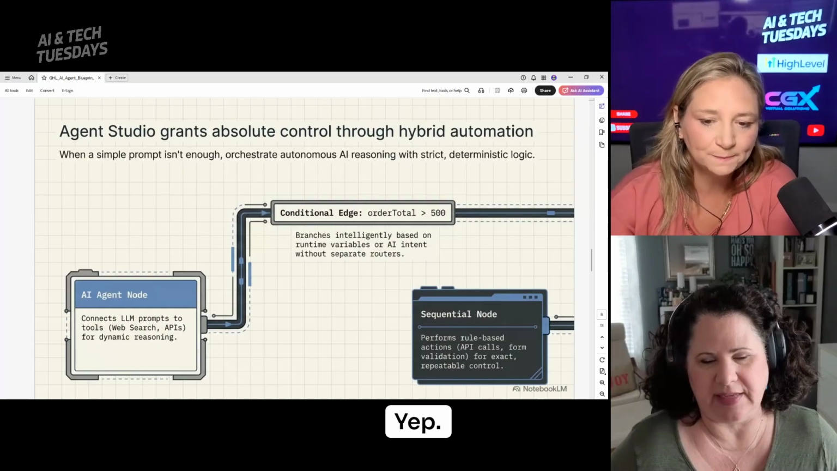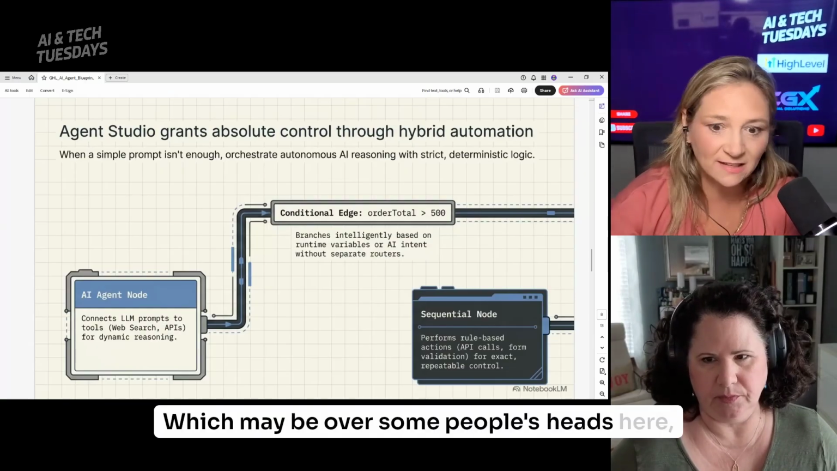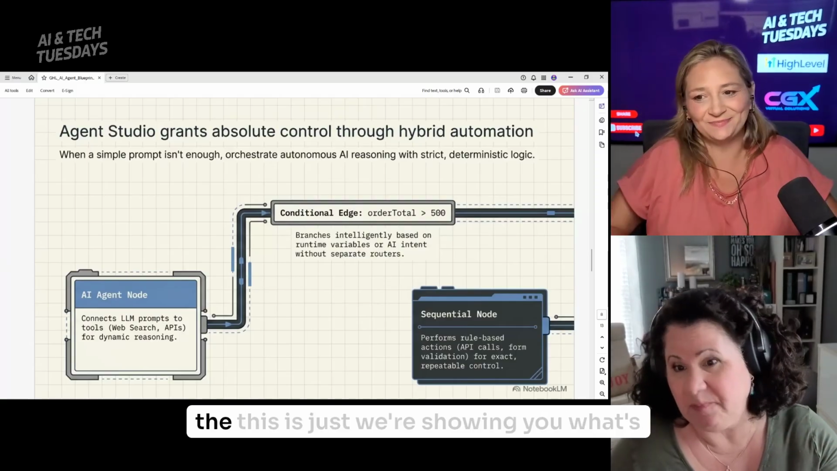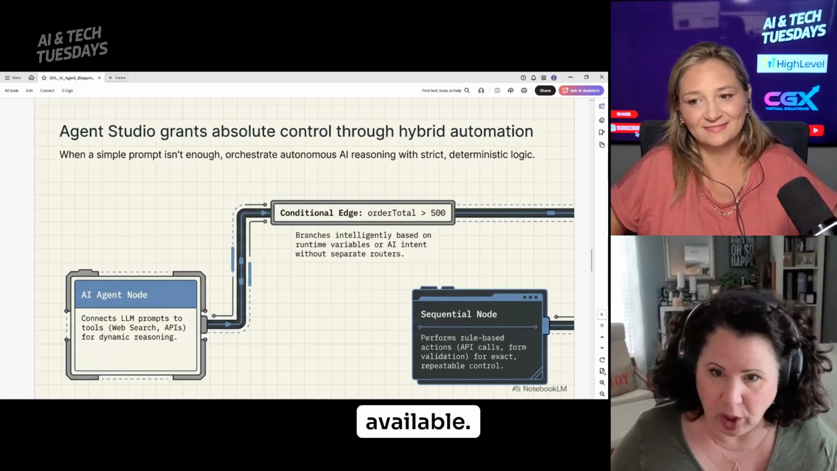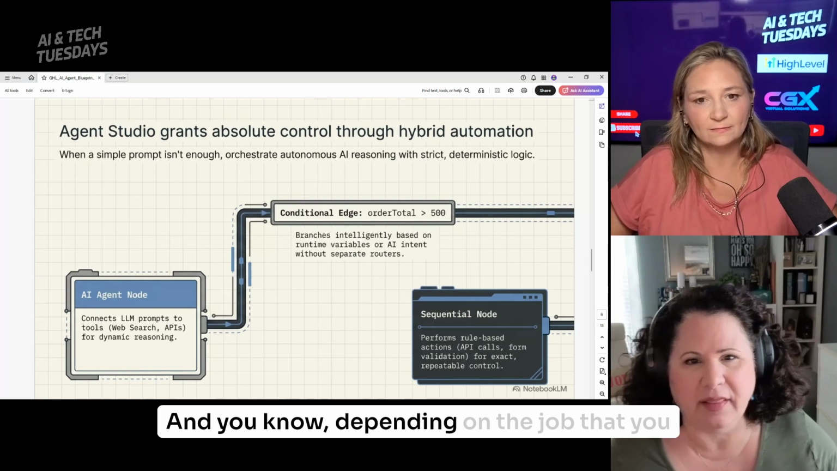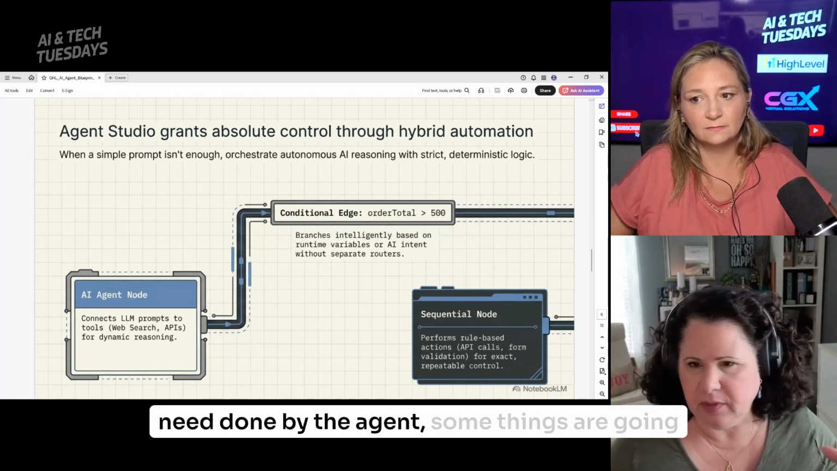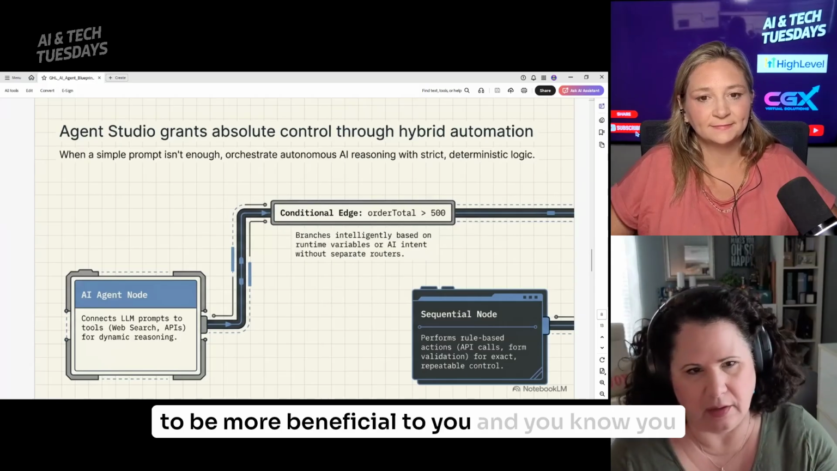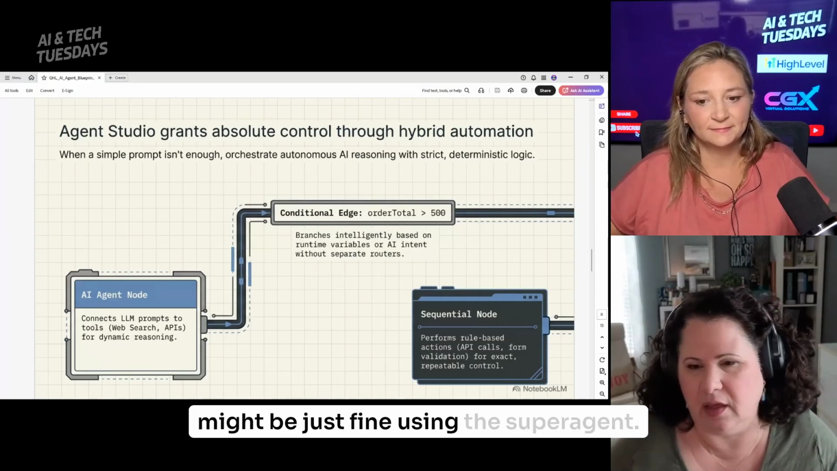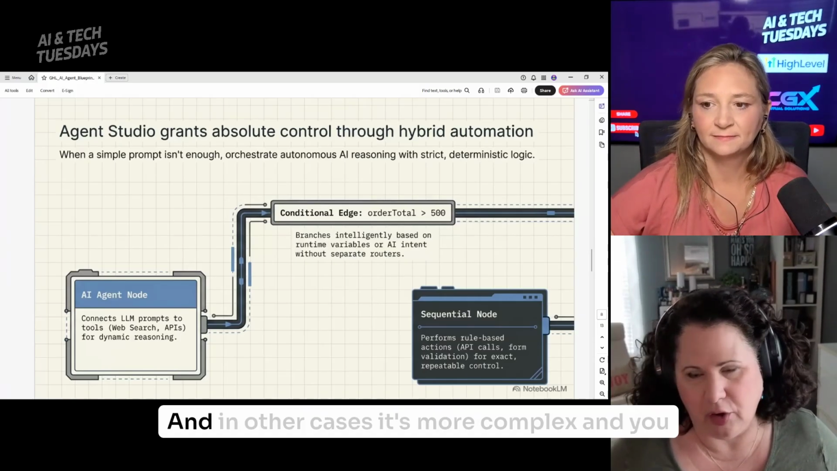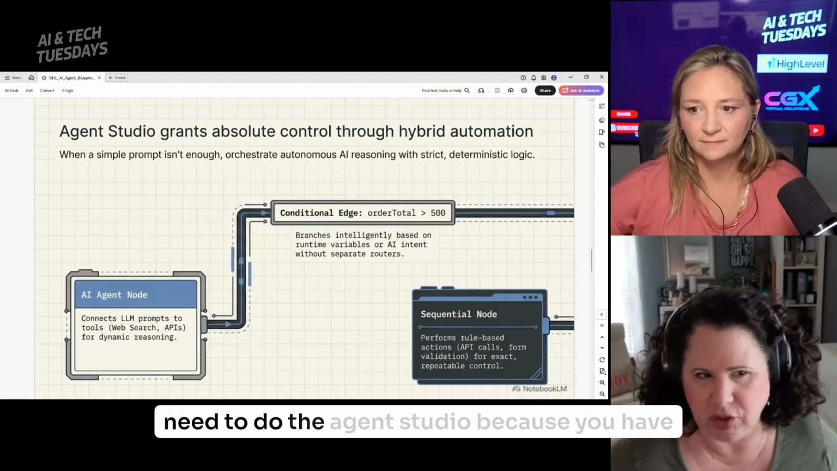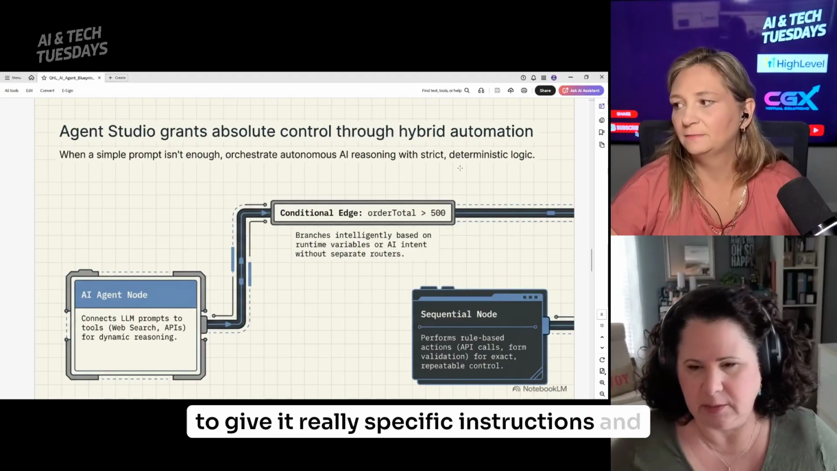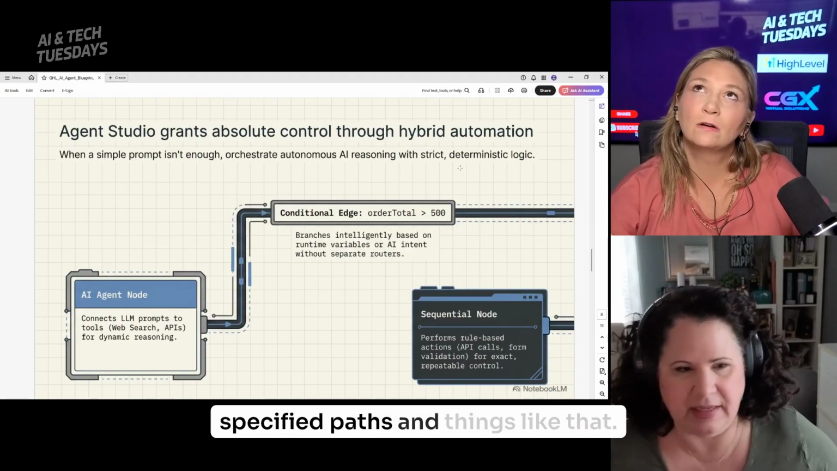Exactly. Which may be over some people's heads here, guys, but we're just trying to break it down. We're just showing you what's available. Depending on the job you need done by the agent, some things are going to be more beneficial to you, and you might be just fine using the super agent. In other cases it's more complex and you need Agent Studio because you have to give it really specific instructions and paths and things like that.